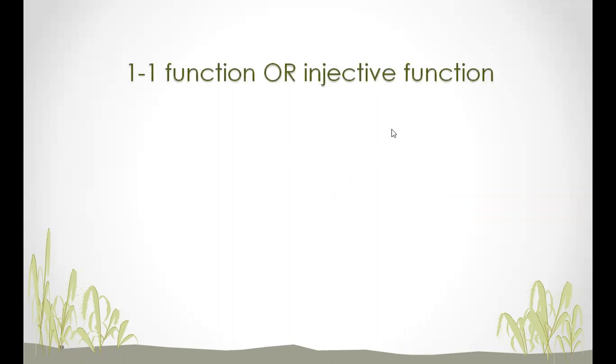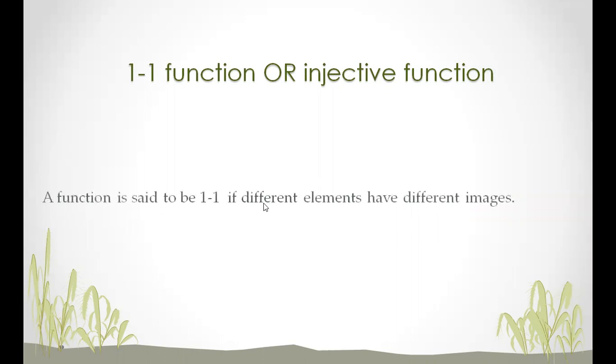For example, one-one function, onto function, and other types. Now we see the definition of a one-one function or injective function. What is a one-one function or injective function? A function is said to be one-one if different elements have different images.